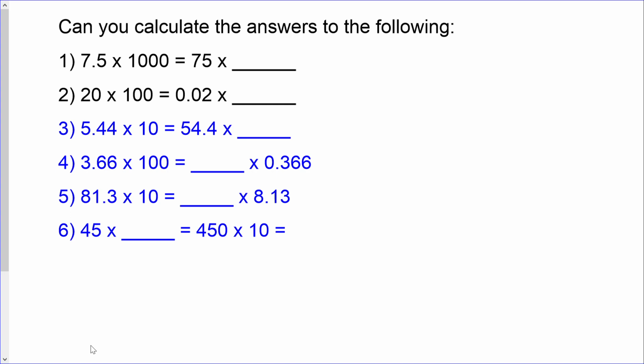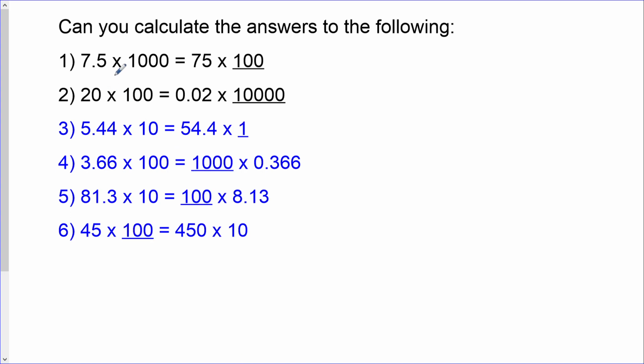So we should have all finished those questions by now, and therefore we are ready to look at the answers. So here, 7.5 times by 1000 is the same as 75 times by 100. 20 times by 100, the missing number was 10,000. Number 3, the missing number was 1. Number 4, the missing number was 1,000. Number 5, 100. And number 6, 100.